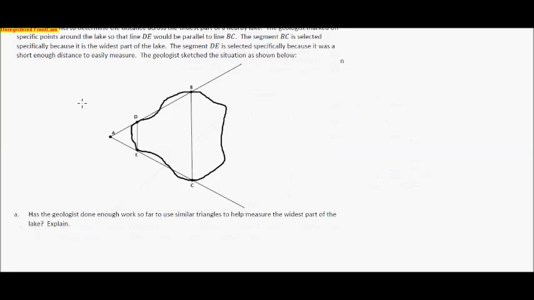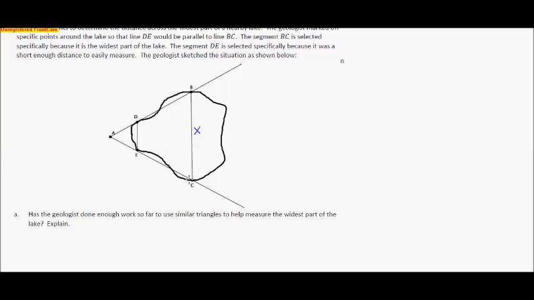Now here is number 2, and it says a geologist wants to determine the distance across the widest part of the lake. So that is this distance right here. The geologist marked off specific points around the lake so that DE would be parallel to BC. And when you look at these lines that they've marked off, basically you have two triangles here. You have triangle ADE and you have triangle ABC.